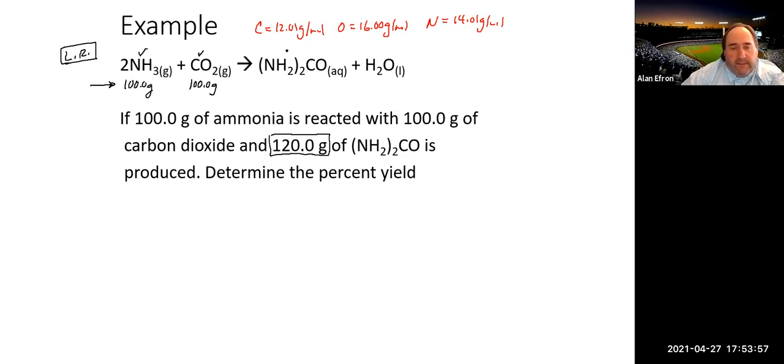We are producing 120 grams of this guy, and we want the percent yield. So the percent yield is our actual divided by our theoretical times 100%. 120 grams is our actual yield, so we actually have the top part here. That means we do need to use stoichiometry to figure out the theoretical yield from the calculation. Any questions on that so far?